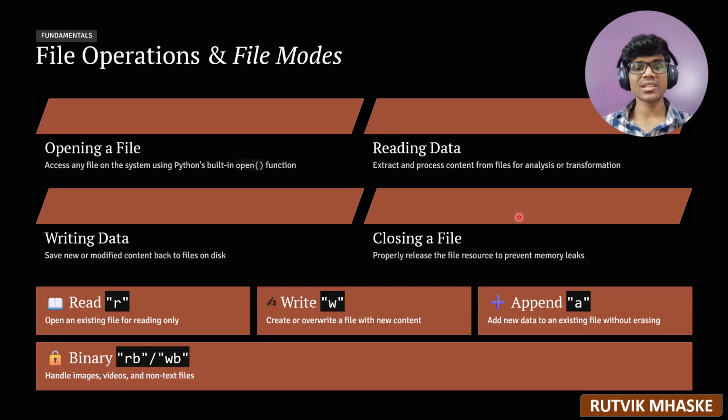Now let's look at the file modes. For read mode, we use R, and W for write mode, A for append mode, and RB and WB for the binary modes, used for images, videos, etc. These are the basic requirements to work with files in Python.